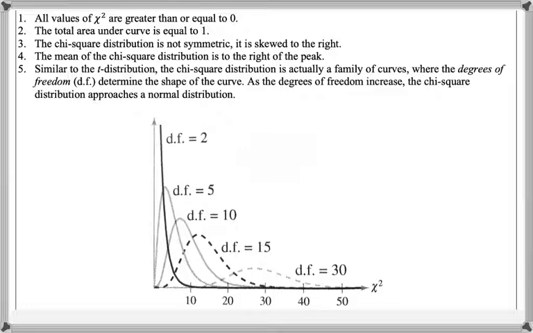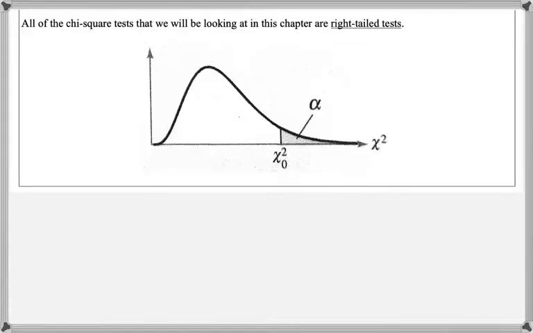And similar to the t-distribution, the chi-square distribution is actually a family of curves where the degrees of freedom determine the shape of the curve. And as the degrees of freedom increase, the chi-square distribution approaches the normal distribution. Now, all of the chi-square tests that we will be looking at in this chapter are right-tailed tests. So we don't have to worry about two-tailed or left-tailed tests.